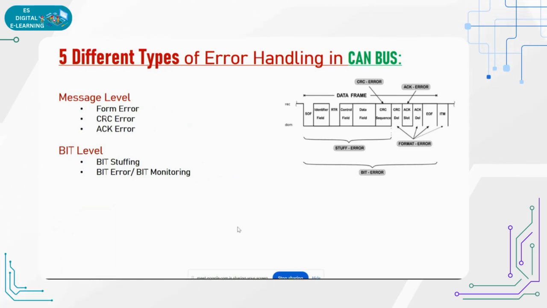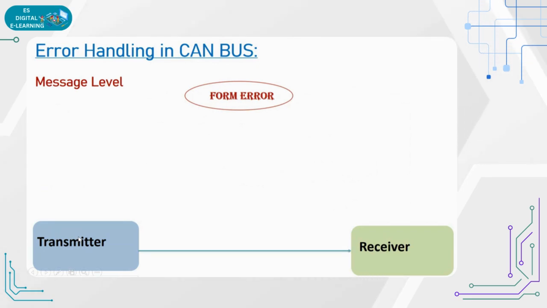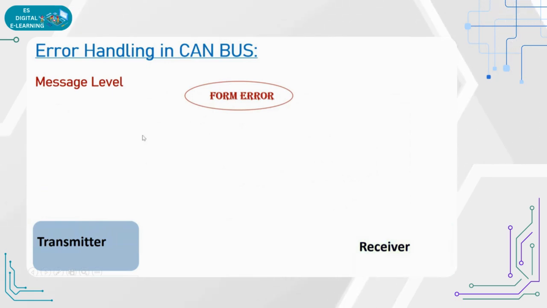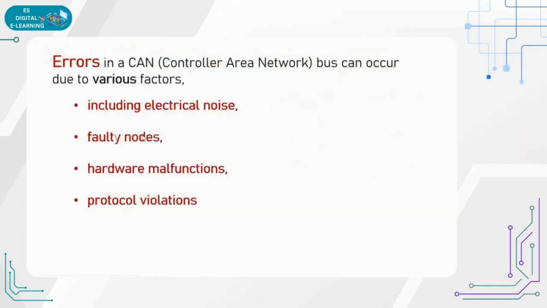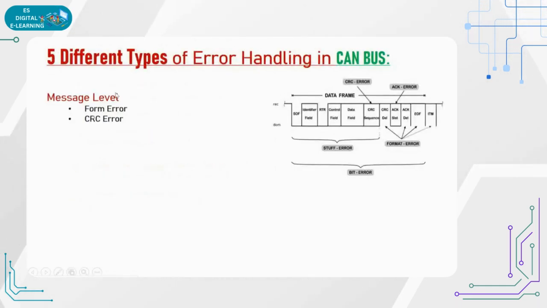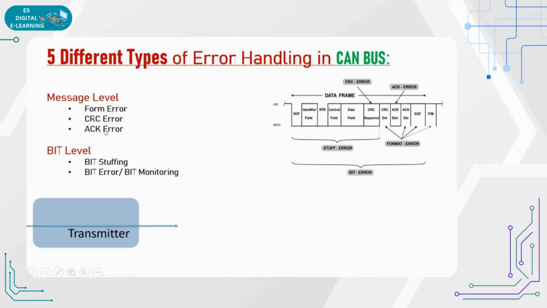Yes, sir. Clear. Okay. The transmitter side is the one that transmits the data, and the receiver is the one that receives the data. So you can write down message level. We'll discuss message level, which has form error, CRC error, and acknowledgement error. We'll discuss the message level and the individual errors, starting with form error.